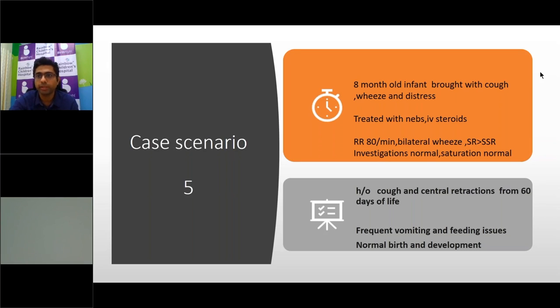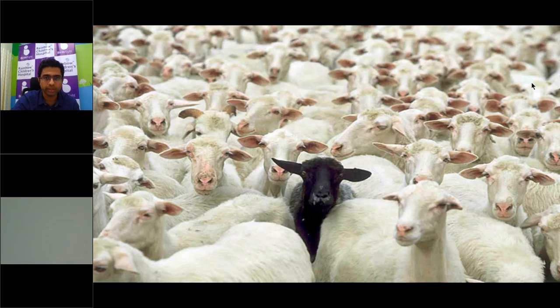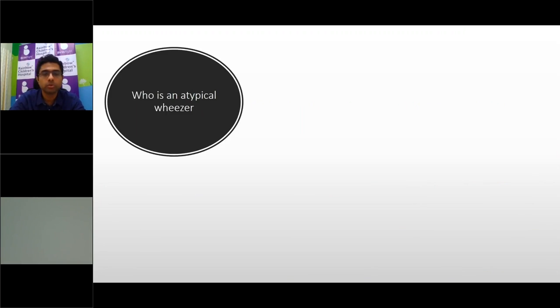There was also some frequent vomiting issues. His birth and development is normal. So what is the warning sign here? You have to find out the black sheep here. The black sheep I mentioned here is nothing but the mimicker. So what are mimics? What are the clues to mimics? The clue in our case was central retractions, day 25, day 50, day 60, the symptoms have started. So these are all called atypical wheezers.